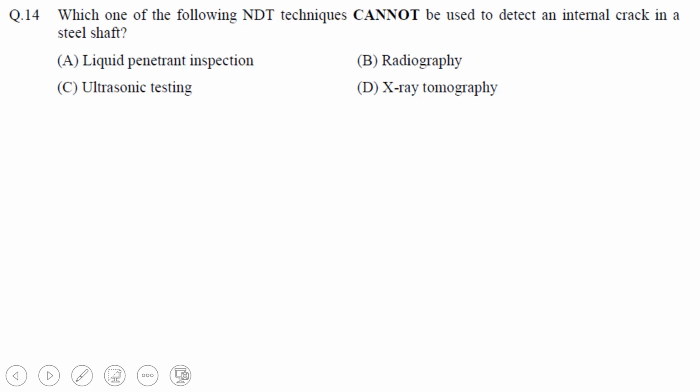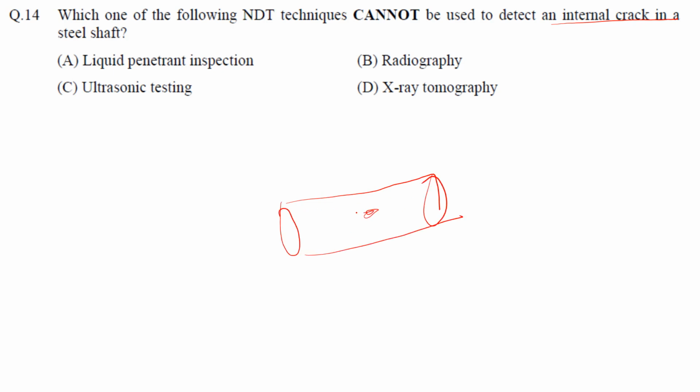Which one of the following NDT techniques cannot be used to detect an internal crack in a steel shaft? Okay, so it is talking about an internal crack. Suppose this is a shaft, and there is a defect in between. So we have to detect this defect. Liquid penetrant inspection is nothing but dye penetrant that is used at the surface only. So this cannot detect the defect. Let us see other options.